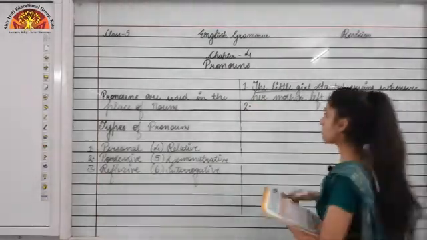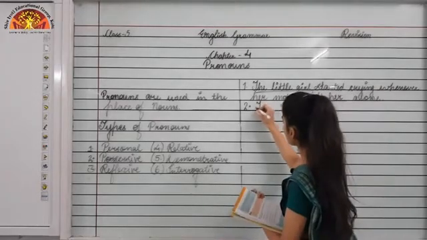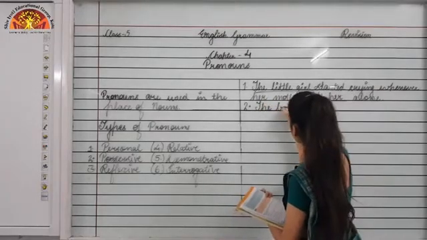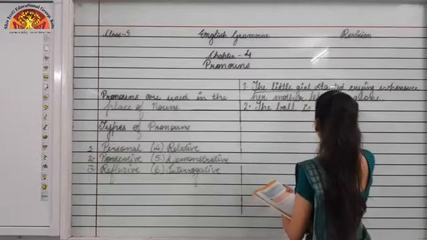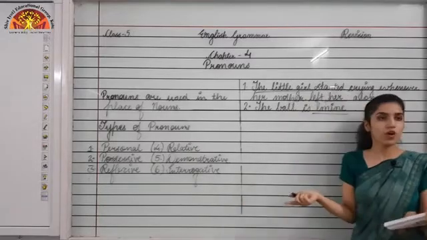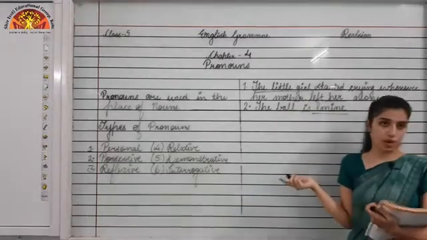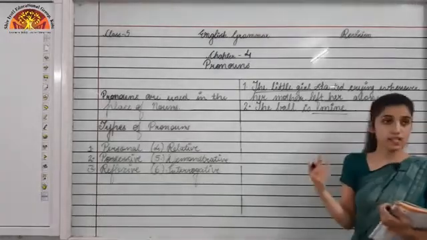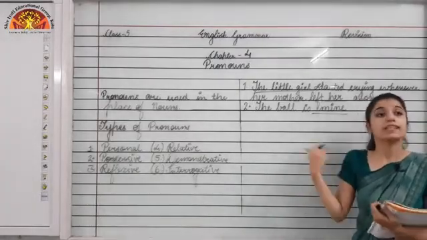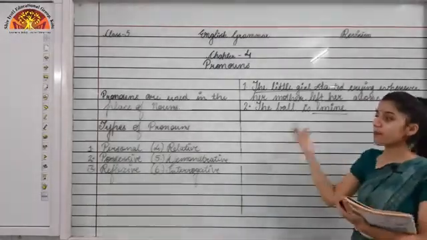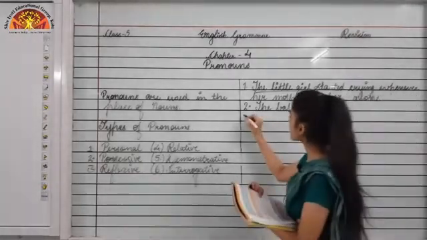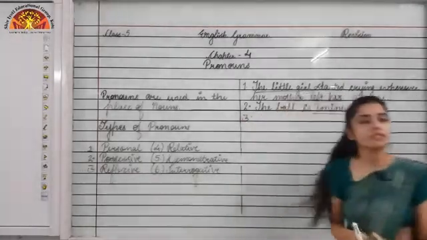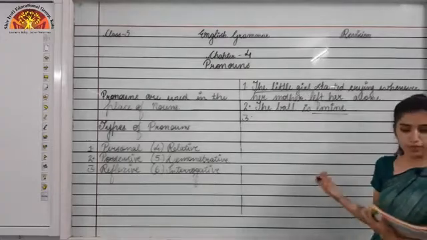So I can say the ball is mine. So here mine is representing what? Possessive pronoun. Okay, so like that, his, hers will come, theirs will come. So these are some examples of possessive pronoun. Okay, now moving to the third one, that is reflexive pronoun. We will be seeing the example of reflexive pronoun now.